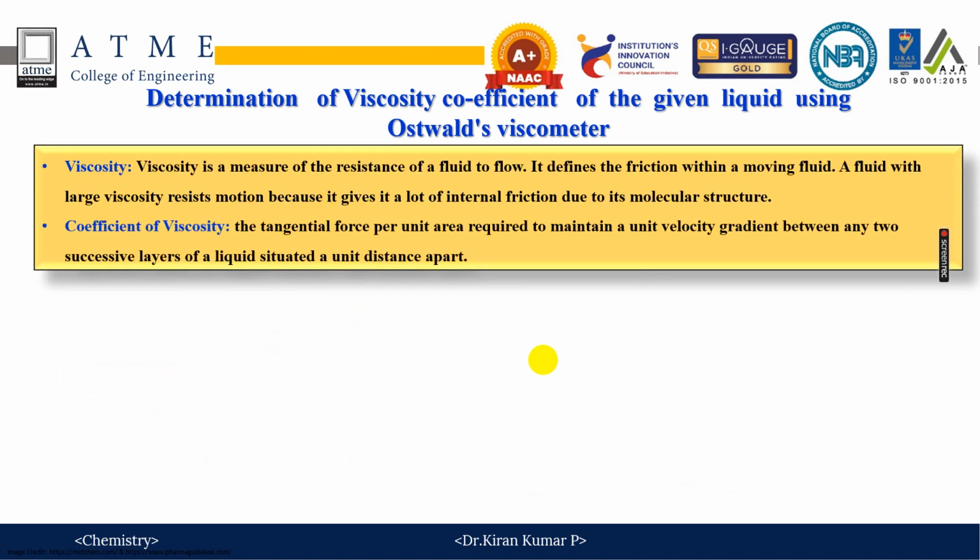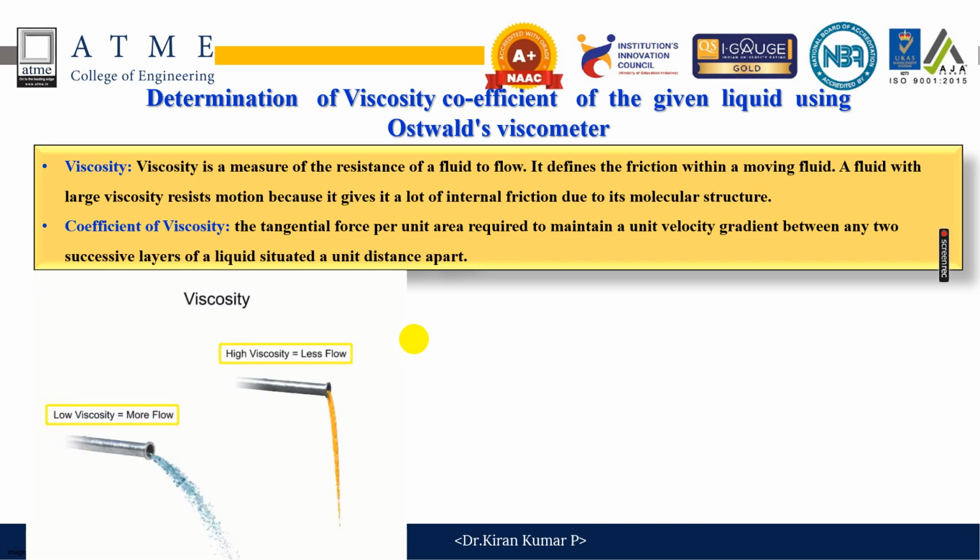So the coefficient of viscosity is defined as the tangential force per unit area required to maintain a unit velocity gradient between two successive layers of a liquid situated at a unit distance apart. So whatever the tangential force required is called as coefficient of viscosity.